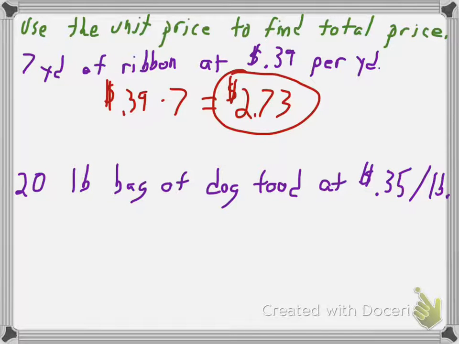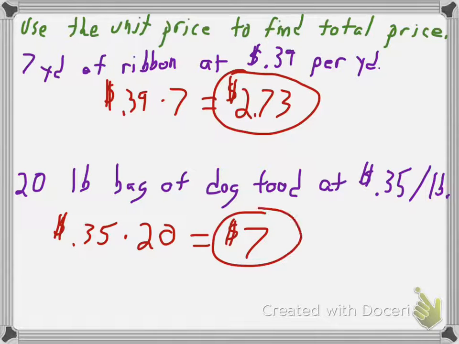Okay, if I have a 20-pound bag of dog food at 35 cents per pound, again, our unit cost here is 35 cents per pound. So 0.35, I'm going to multiply that by 20. And when I multiply those out, I end up getting 7. So $7 is what that's going to cost me there.